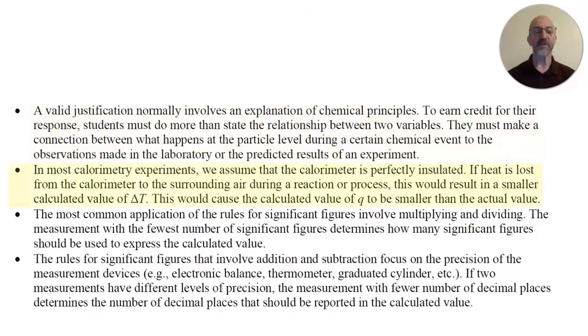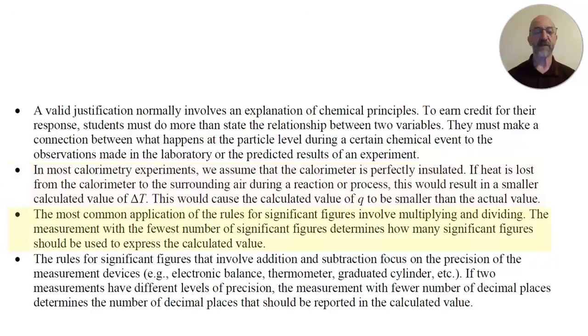In most calorimetry experiments, we assume that the calorimeter is perfectly insulated. If heat is lost from the calorimeter to the surrounding air during a reaction or a process, then this would result in a smaller calculated value of delta T, and this would cause the calculated value of Q to be smaller than the actual value.